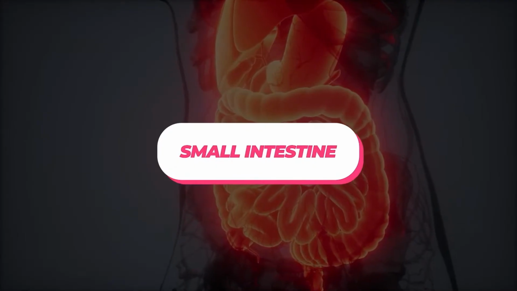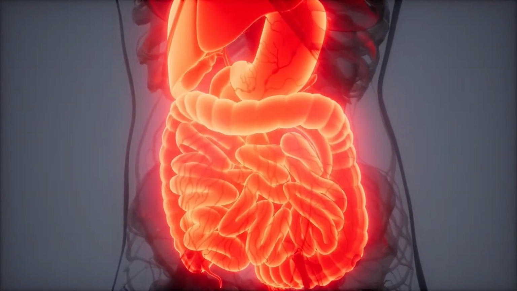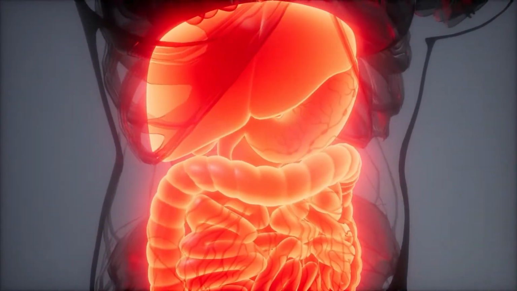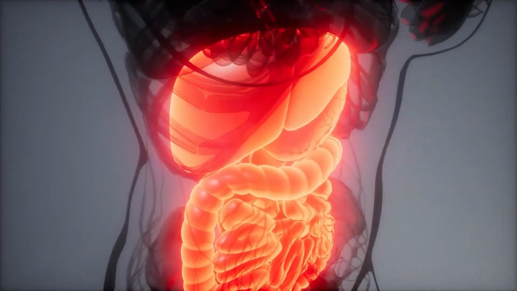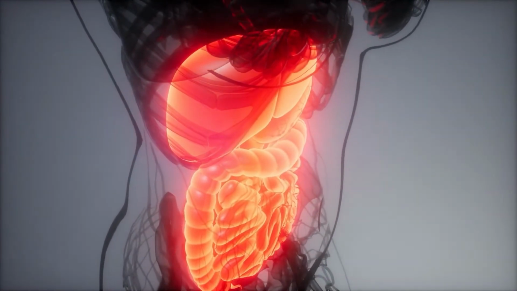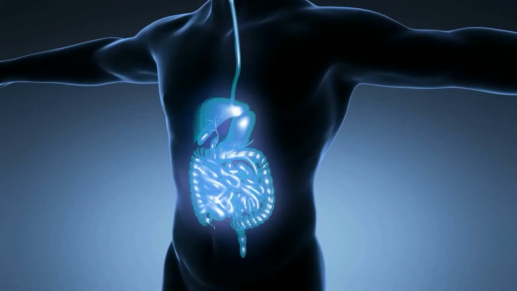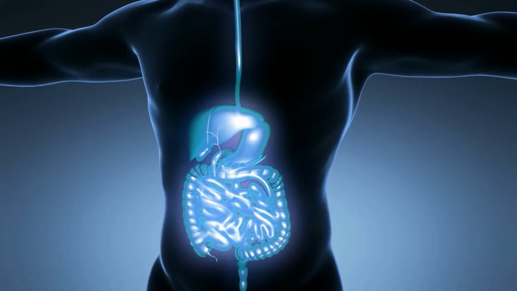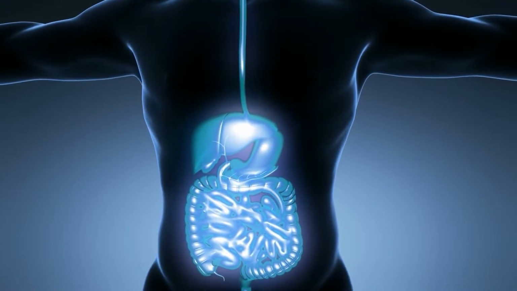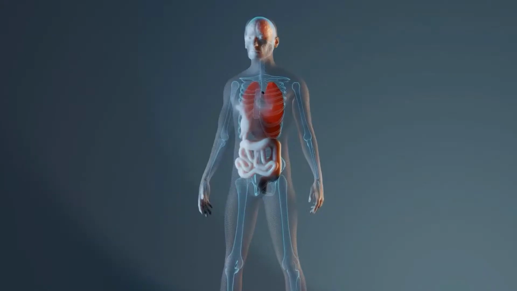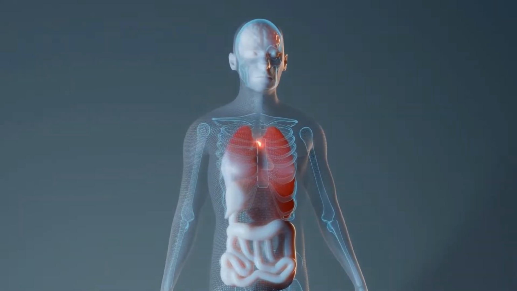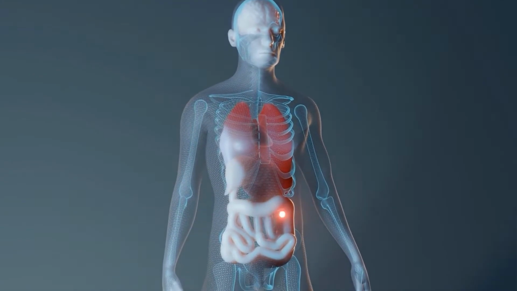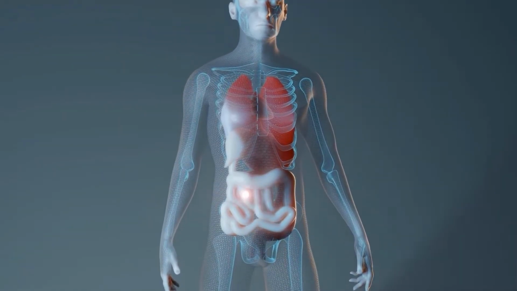Small intestine. The small intestine is a long, coiled tube that is responsible for the majority of nutrient absorption. The walls of the small intestine are lined with tiny, finger-like projections called villi and microvilli, which greatly increase the surface area for absorption. The small intestine also plays a role in the secretion of bile, which is produced by the liver and stored in the gallbladder. Bile helps to emulsify fats, making them easier to digest. The small intestine also receives enzymes from the pancreas, which aid in the digestion of proteins and fats.